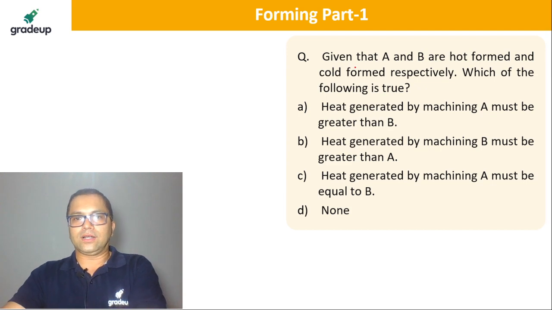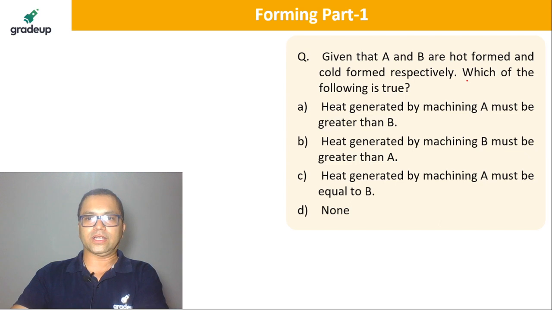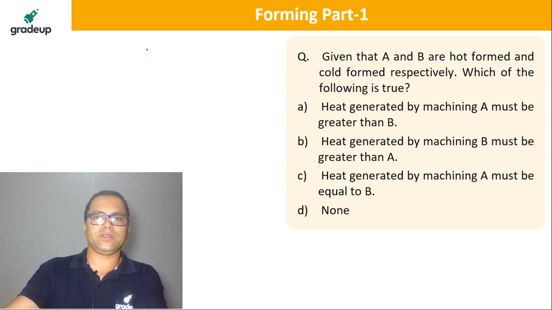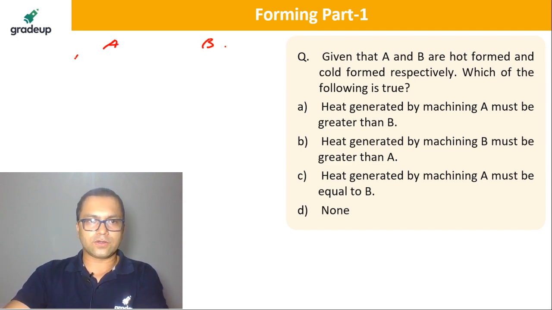Now, given that A and B are hot formed and cold formed respectively, which of the following is true? Can you just think about it? So A is hot formed, and B is cold formed.